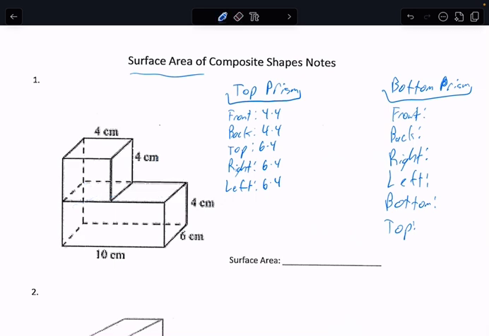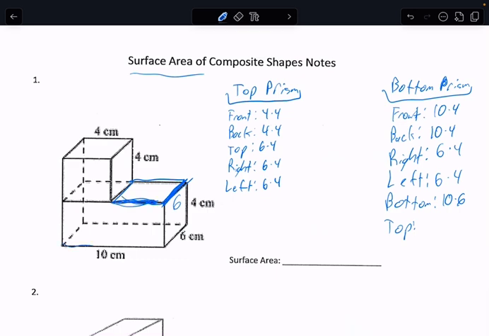So if we look at the bottom prism, the front is going to be this. So we have 10 times 4. And the back will be the same, 10 times 4. We look at the right side, we've got 6 times 4. The left side will be the same as that. And then the bottom, if we highlight that, is going to be 10 times 6. And then the top's going to be different because we've got this shape here. So what we do is this length is 6, and then we've got to figure out this length.